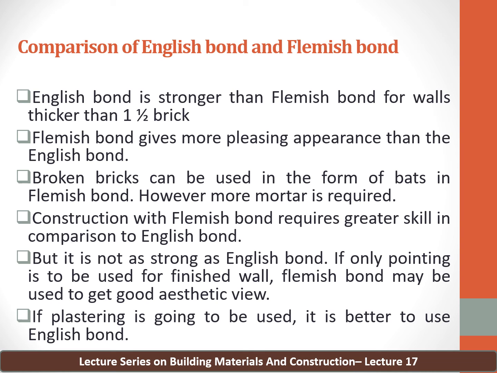English bond is stronger than the Flemish bond for wall thickness more than 1.5 brick thick. Flemish bond gives more pleasing appearance than the English bond. Broken bricks can be used in the form of bats in Flemish bond. More mortar is required. So here the construction of the Flemish bond requires greater skill in comparison with the English bond.